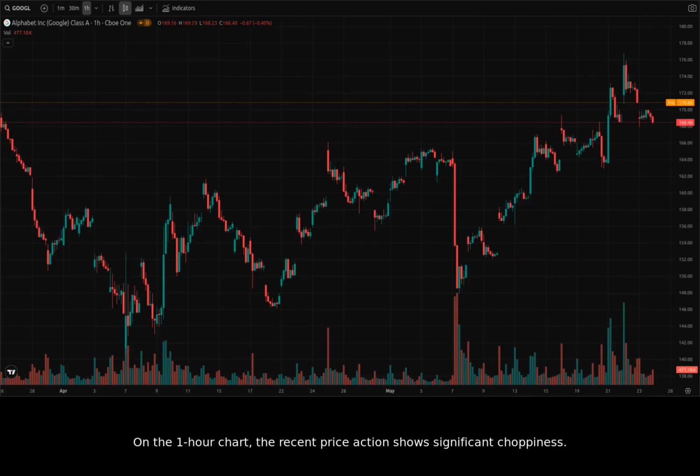On the one-hour chart, the recent price action shows significant choppiness. We can observe sharp drops followed by attempts to recover, but the rallies appear to be short-lived. Currently, the price seems to be consolidating around the $170 to $172 level. There's a potential resistance around $173, which has rejected price several times in the last few days.